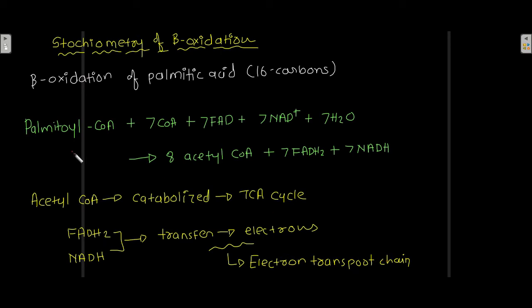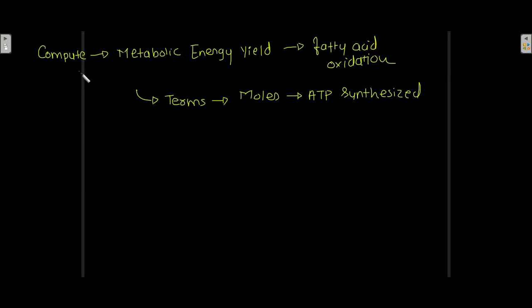So you break down palmitoyl coenzyme A: 8 acetyl coenzyme A, 7 FADH2 and 7 NADH are formed. This acetyl coenzyme A is catabolized in the TCA cycle, whereas the FADH2 and NADH produced in this reaction are used to transfer electrons in the electron transport chain. Thus, we can compute the metabolic energy yield of fatty acid oxidation in terms of moles of ATP synthesized. How many moles of ATP are synthesized when you do fatty acid oxidation? By that we can compute the metabolic energy yield.